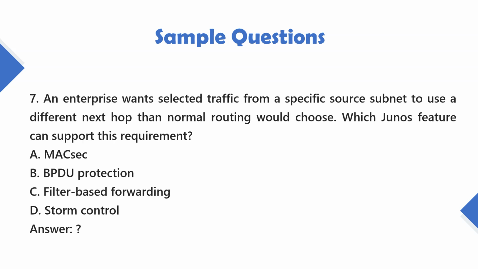7. An enterprise wants selected traffic from a specific source subnet to use a different next hop than normal routing would choose. Which Junos feature can support this requirement? A. MACsec. B. BPDU protection. C. Filter-based forwarding. D. Storm control.